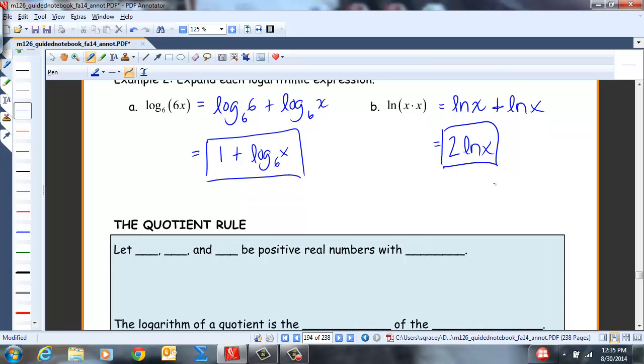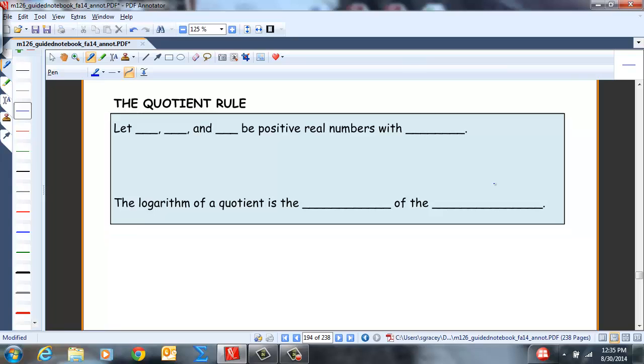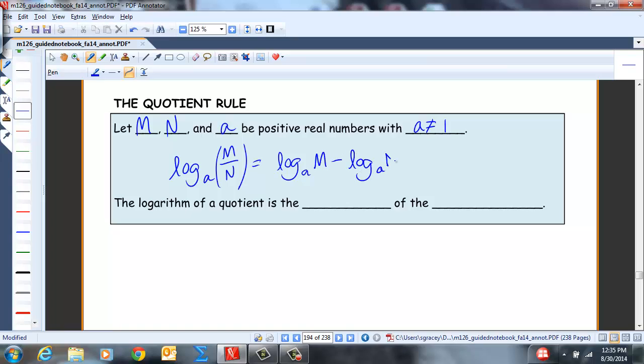All right, so now on to the quotient rule. Let m and a be positive real numbers, and a is not equal to 1. So log base a of m divided by n is equivalent to log base a of m minus log base a of n. So the logarithm of a quotient is the difference of the logs.